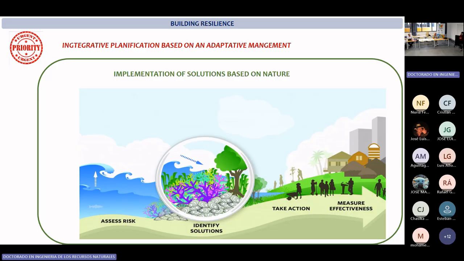And once the action is taken, we cannot leave and forget it. No, we have to measure the effectiveness of all solutions, to look for the efficiency of all solutions in time. It's very important, this point. And that's why I told you in the first slide that sometimes it's hard, for some solutions, to follow or to monitor all these green solutions.